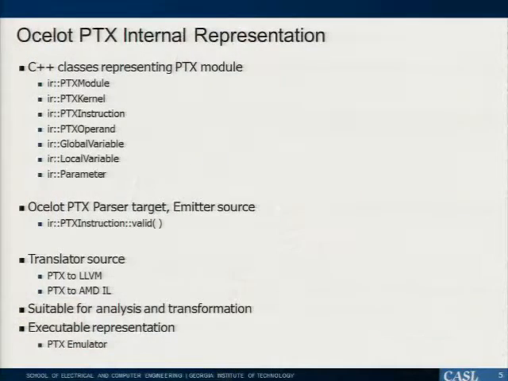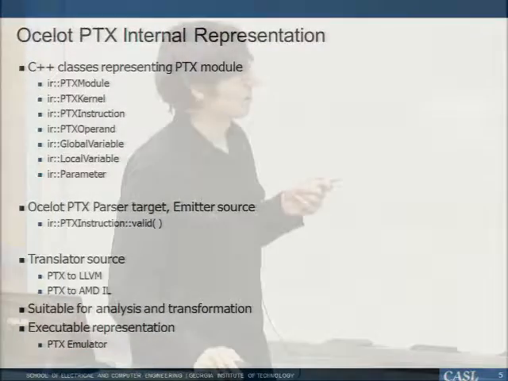And so the internal representation is a collection of C++ classes that correspond to elements of PTX modules. So these are PTX module, kernel, instruction, operand, global variable, local variable, parameters. The IR also implements the emitter, which takes the internal representation and produces a string representation that's parsable by other PTX tools. And so that's how we get from Ocelot to NVIDIA GPUs.